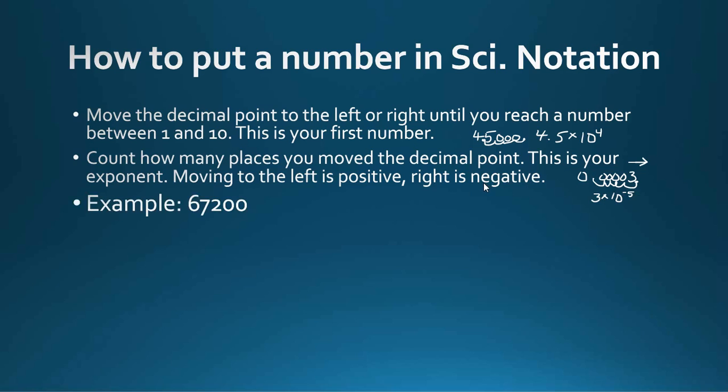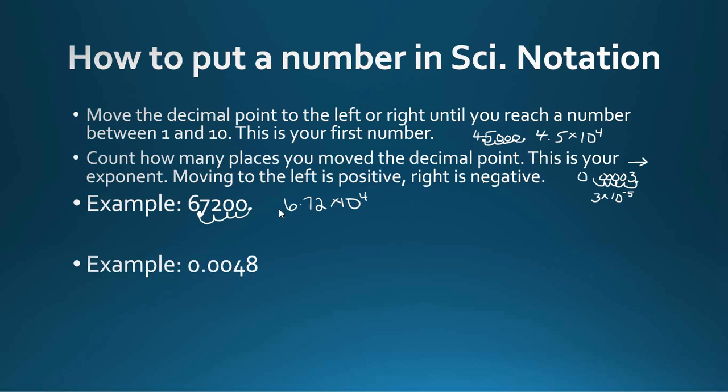Another example, 67,200. Again, we assume our decimal is at the end. This is a large number, so we're moving it to the left. We go 1, 2, 3, 4 places. We stop here because 6.72 is a number between 1 and 10. If we stopped one place earlier, we'd be at 67.2, and that's not a number between 1 and 10. So it's 6.72 times 10 to the fourth. Once again, we moved 4 places.